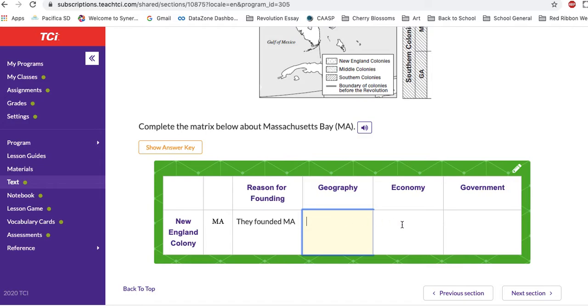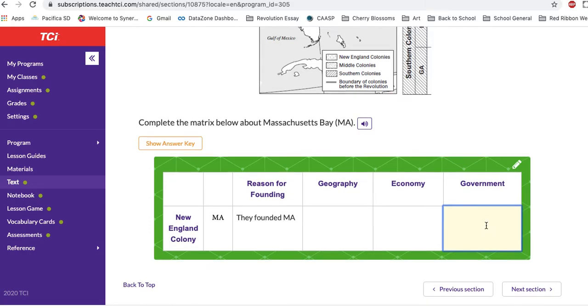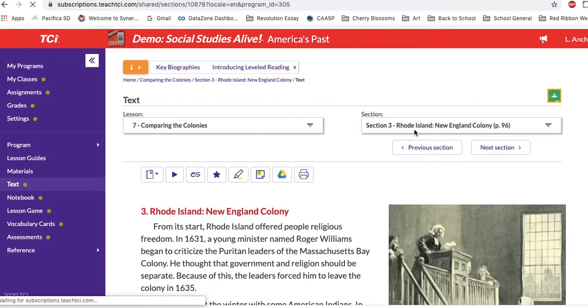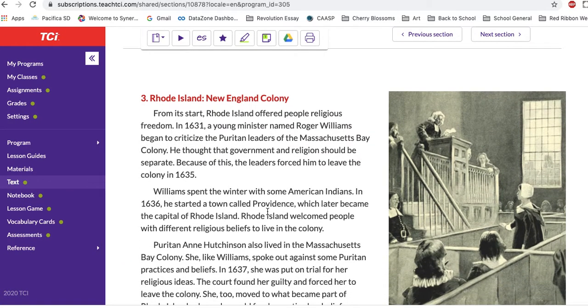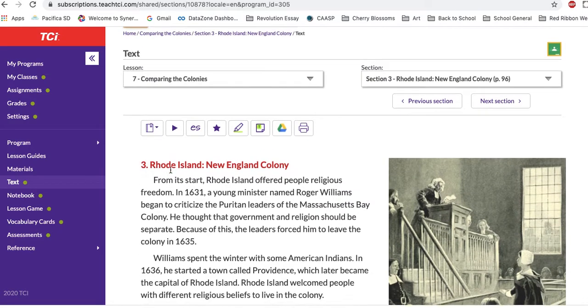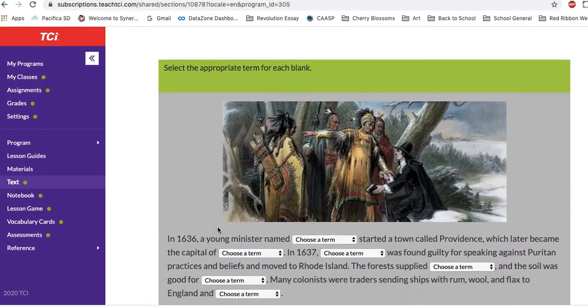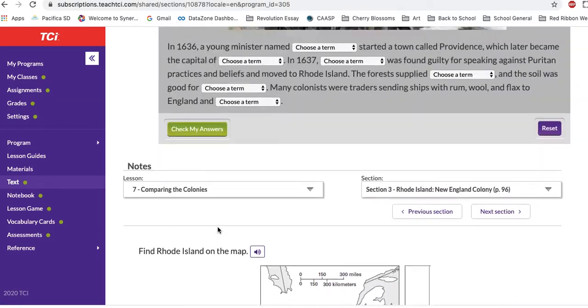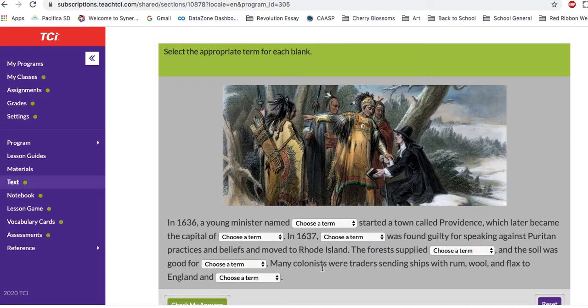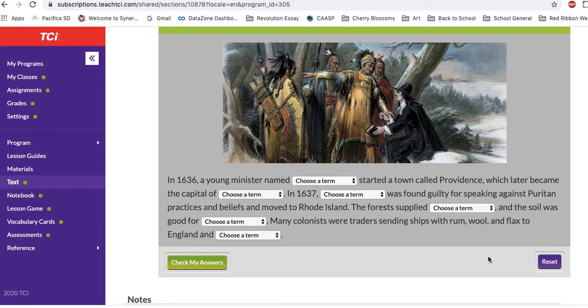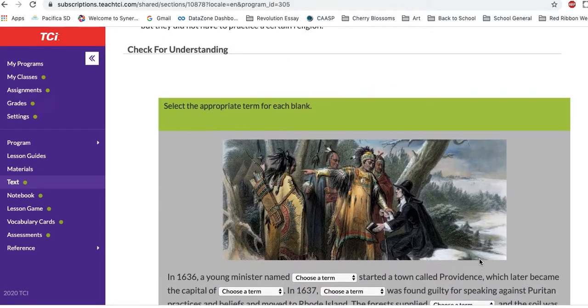You're going to type into each section and put your answers. Now, I've done this one for you, but you're going to have to fill it in on your own account. And then, since I just showed you how to do that, you will also fill it in for section 3. So, that is your assignment today. You need to read sections 1, 2, and 3. That is located up here in the assignments tab, and fill in the matrix. Also on section 3, you will see that you need to fill this in right here, select the appropriate term for each blank, and then you can check your answers or reset as needed. So that is your assignment for today.